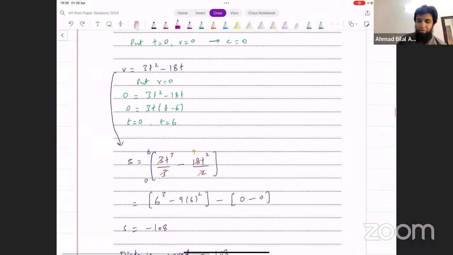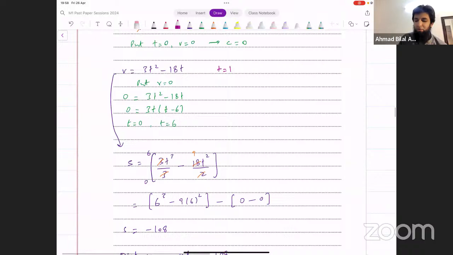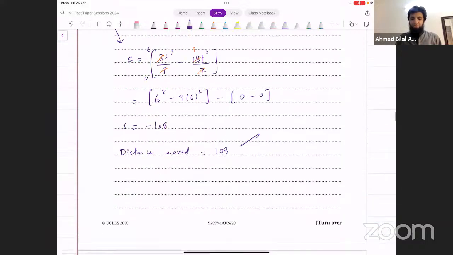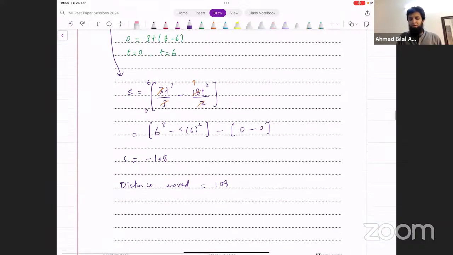You can see when time is equal to 0, or time is equal to 1, for instance, velocity is negative. Velocity is minus 15. That means it's moving in the negative direction. That's why this displacement is negative. But that's what you get at the end, 108. So that's what they would have done. They would have used limits.